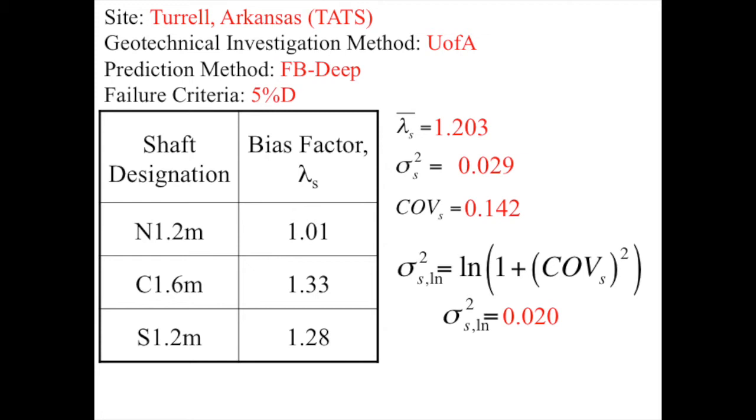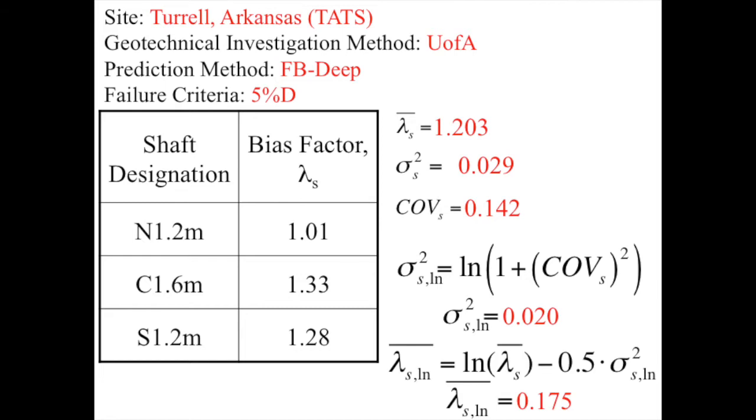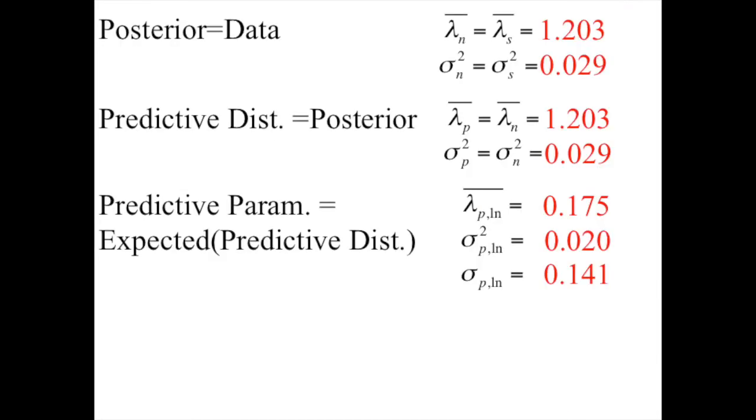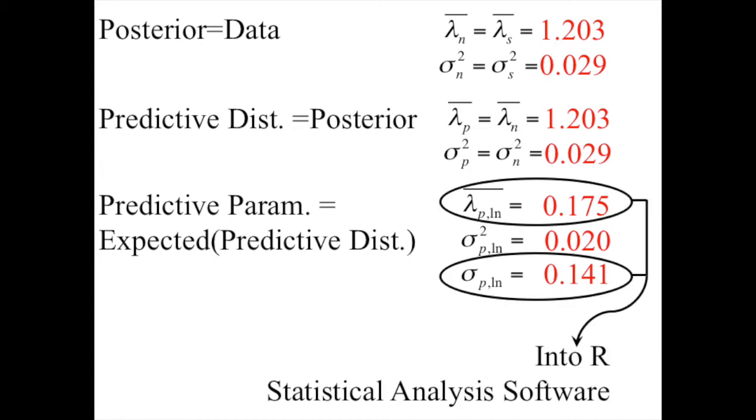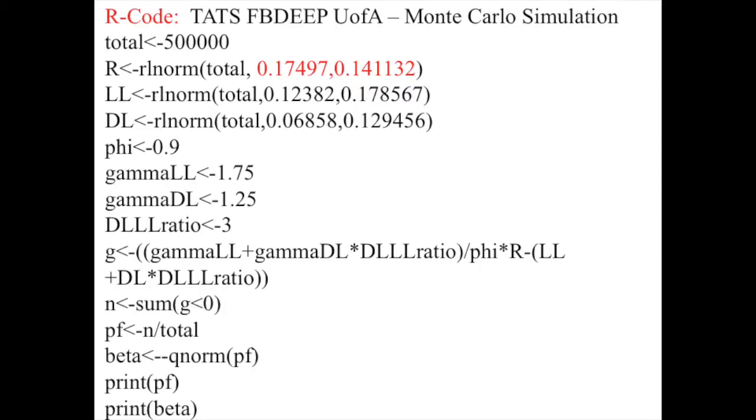The posterior distribution was then transformed to the log normal distribution, and expected variance and expected mean values of 0.020 and 0.175, respectively, were obtained. The predictive parameters were then input into the open source R statistical software program using this script that is shown here. This script was written to determine the resistance factor through a Monte Carlo simulating process that was described earlier.